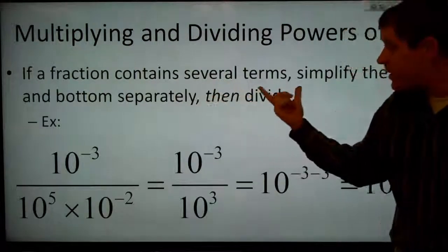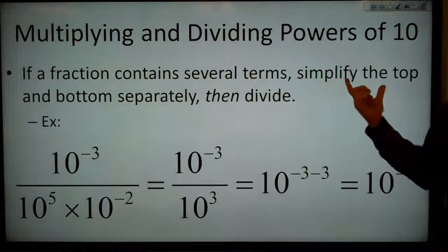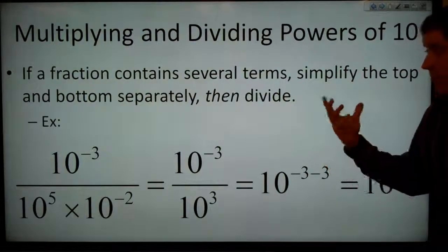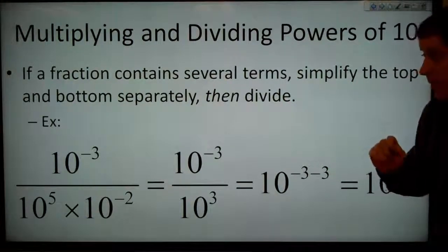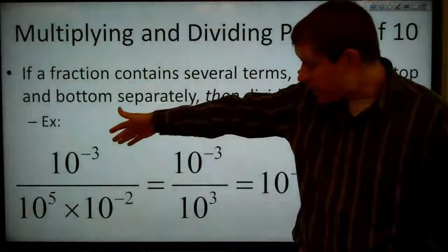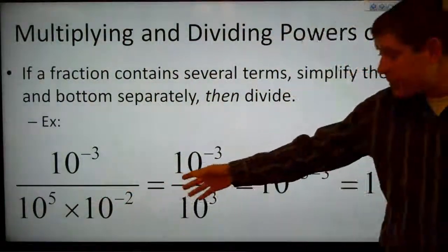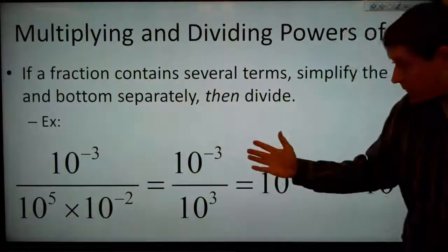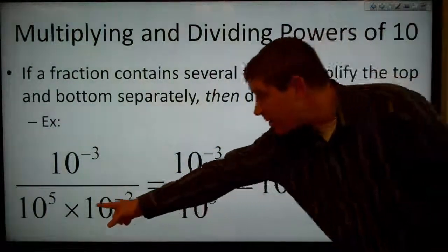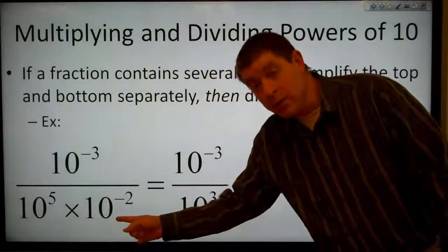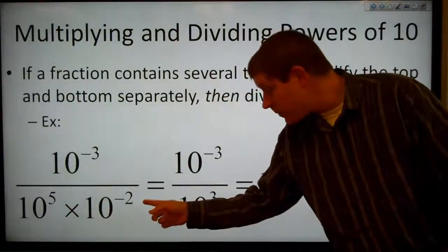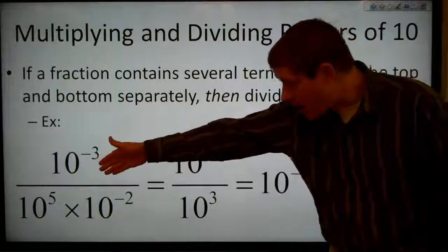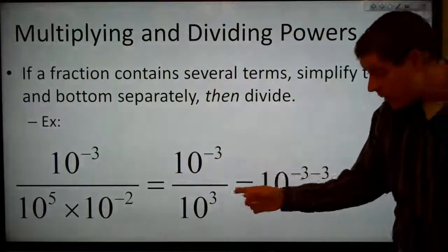So if a fraction contains several terms, then we're going to simplify the top and the bottom, the numerator and denominator, separately, and then we'll divide. So if we have 10 to the minus 3 divided by 10 to the 5 times 10 to the negative 2, we're going to simplify the top and the bottom. The top is already simplified, but the bottom can be simplified. So we have this product here, 10 to the 5 times 10 to the minus 2. We know that when we're multiplying, we need to add together the exponents. So 5 plus negative 2 is positive 3.